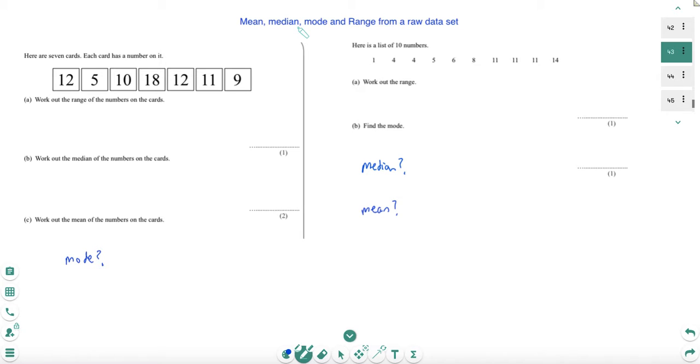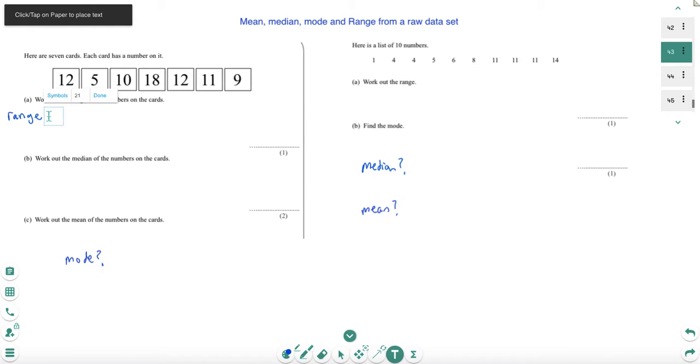Now let's read the first question. Here are 7 cards. Each card has a number on it. 12, 5, 10, 18, 12, 11, 9. Work out the range of the numbers on the cards. Alright, what does the word range mean? Range just means the difference between the highest value and the smallest value.